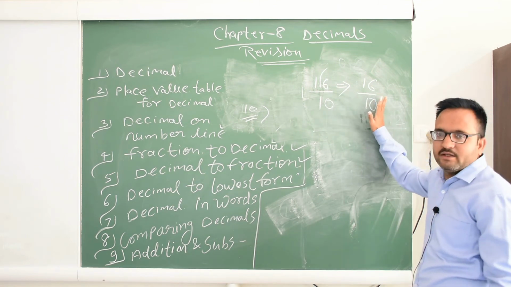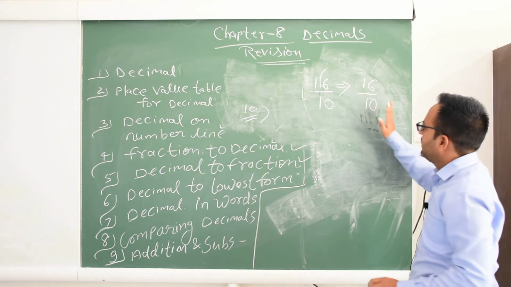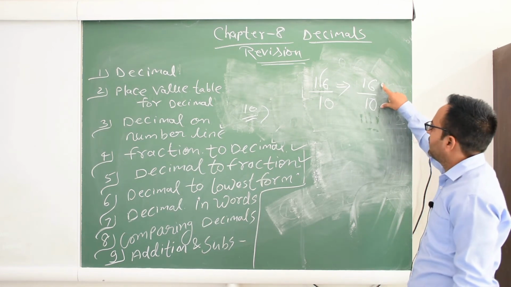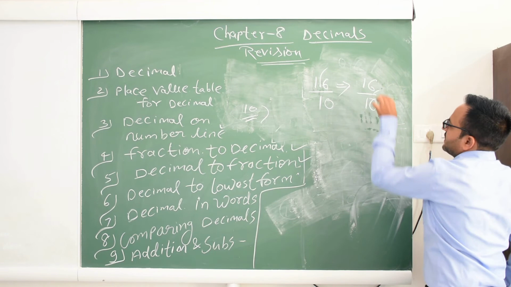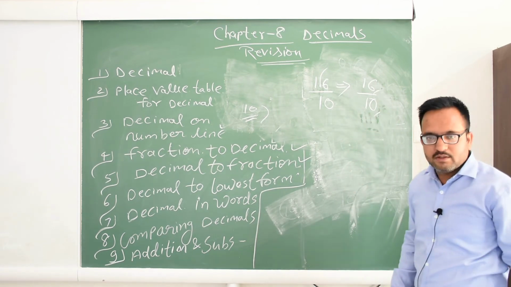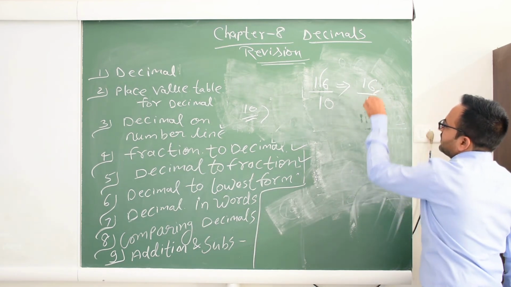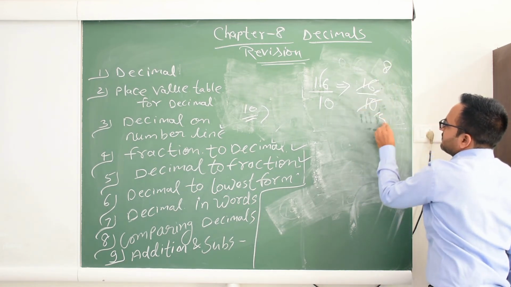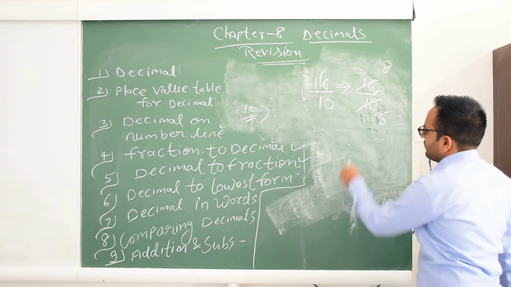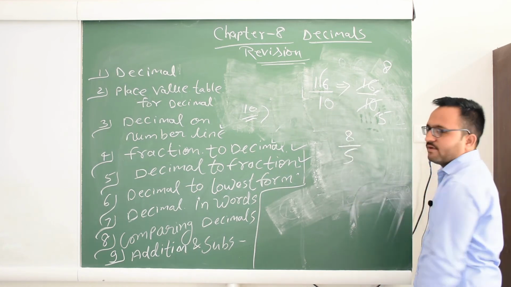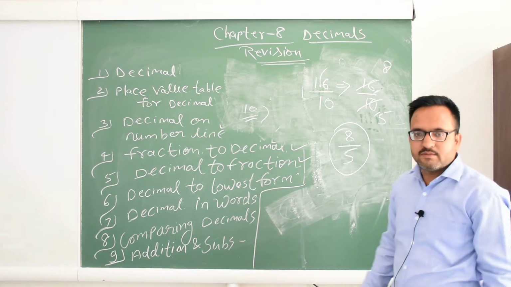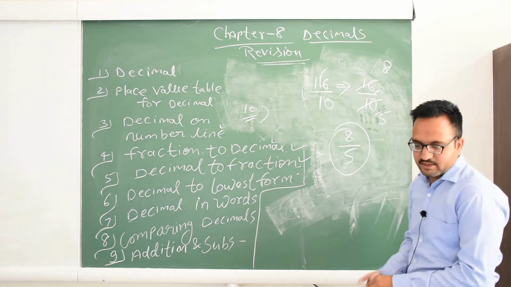Now we convert it to lowest form, that means simplest form. So we use the table of 2. This is an even number and this is also an even number, so we try to divide by 2. 2 8s are 16, 2 5s are 10. So 8 by 5 is your simplest form. Now we take another example.